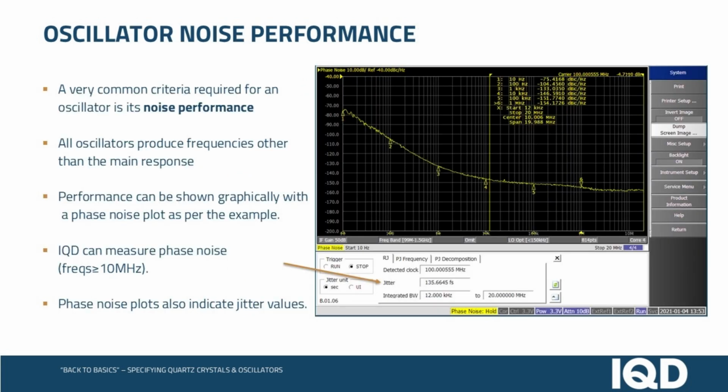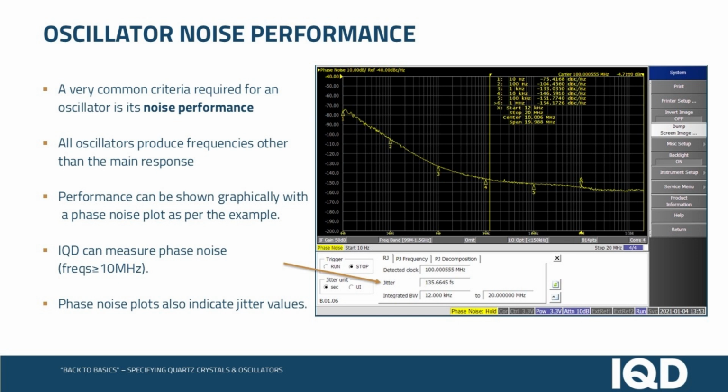As regards oscillators, another key thing nowadays is oscillator noise performance. It's a very common criteria required for an oscillator. As I'm sure you all know, all oscillators produce frequencies other than the main response, and a way of showing this graphically is with a phase noise plot, as the example on the right.